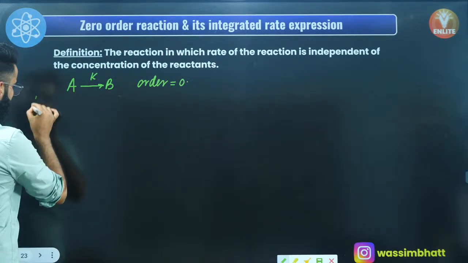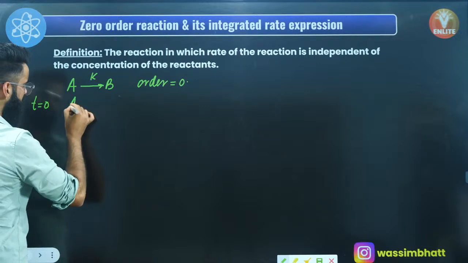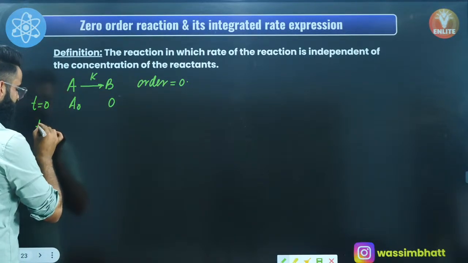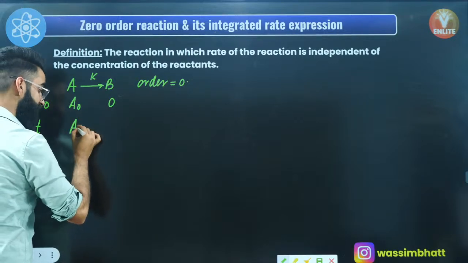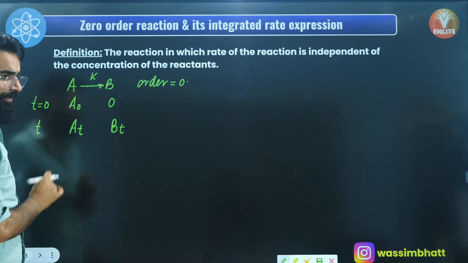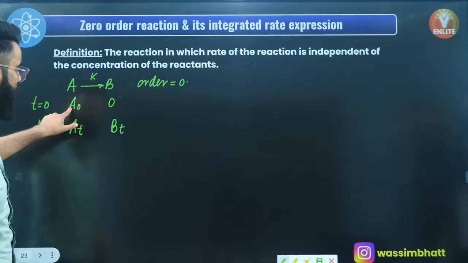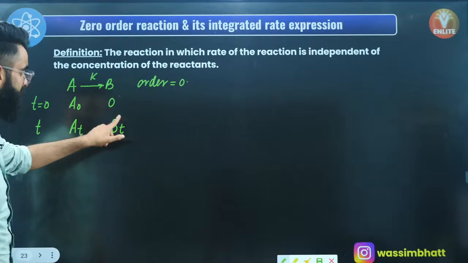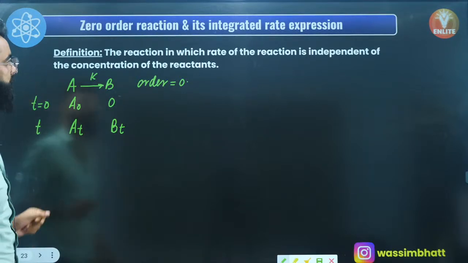Now, first of all, at time t is equal to 0, initially, let's assume the concentration of reactant is A0. This is going to be 0. At some time t, the concentration of reactant left is represented by AT, and the concentration of product formed is represented by BT, right? Be careful with the terminologies. This is the concentration of reactant initially. This is the concentration of reactant left at time t. This is the concentration of product formed at time t, right?